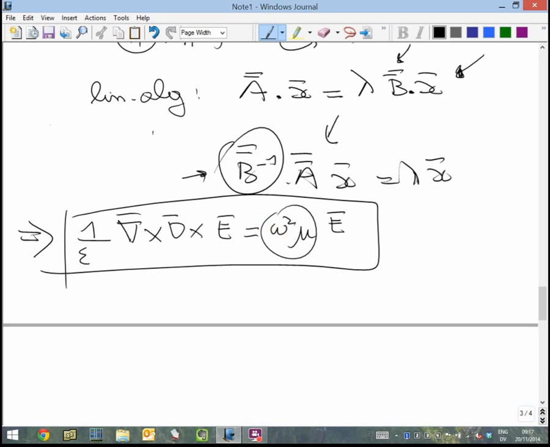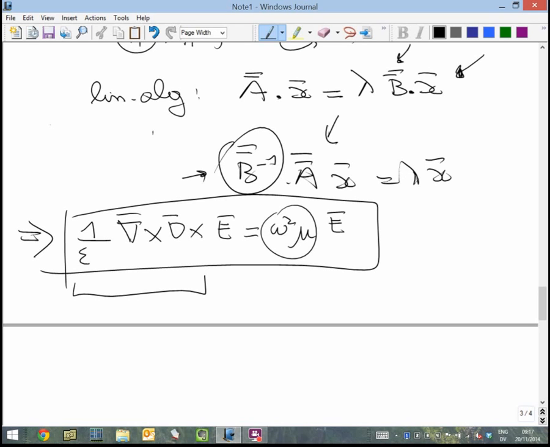It has the same eigenvalue as the magnetic field, but the operator here looks a bit different. So rather than having an operator curl 1 over epsilon curl, we have an operator 1 over epsilon curl. So that's the first part of the question. Any questions about the answer?